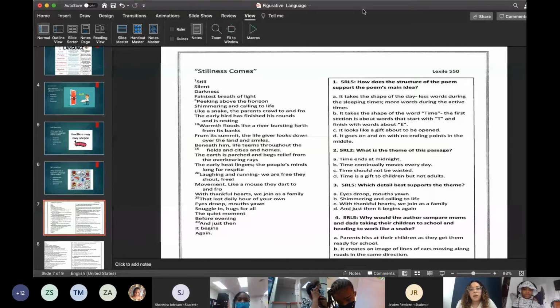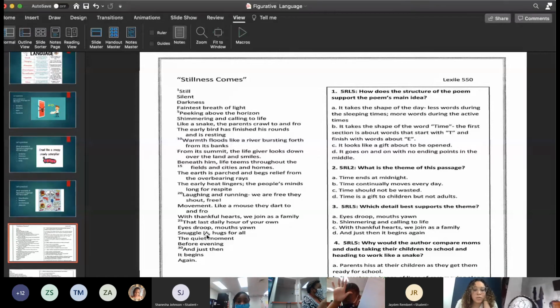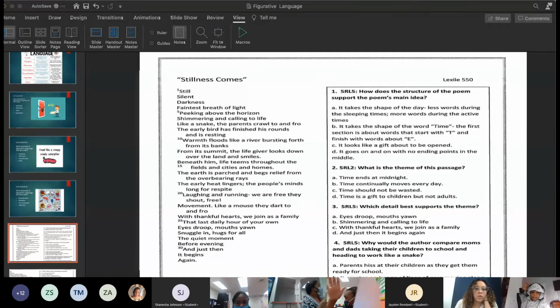Who can tell me by raising your hand what the word summit means, besides Anastasia? You can take a guess. Make sure you try to use your context clues. Think about what it's saying around the word. From its summit, the life giver looks down over the land and smiles. What do you think the word summit means?